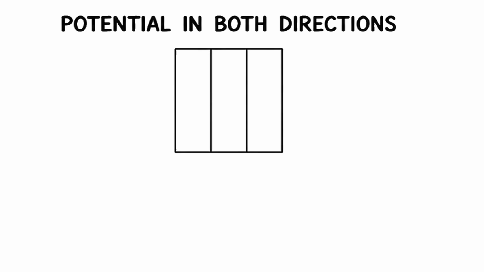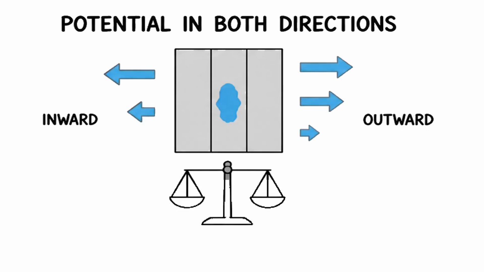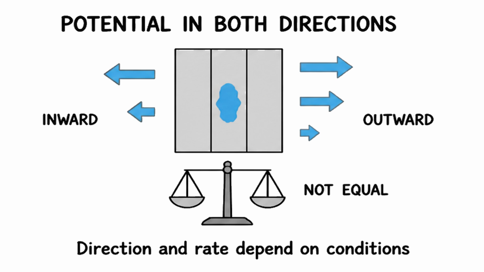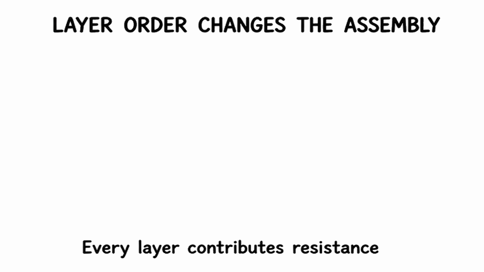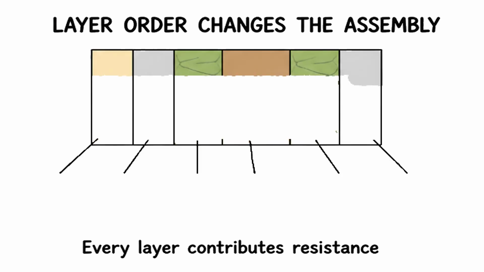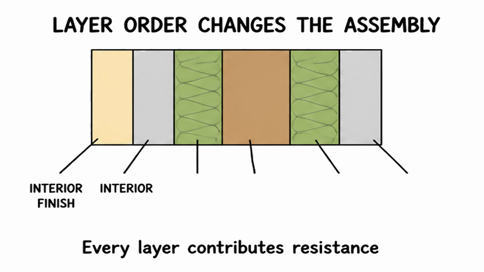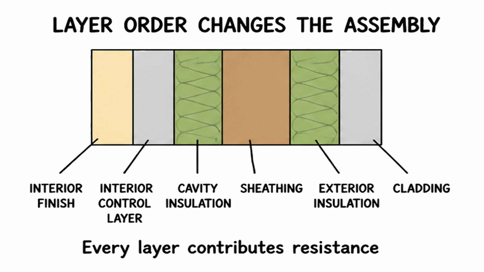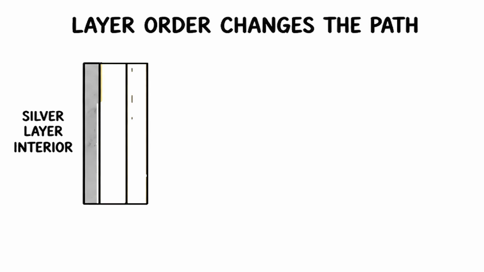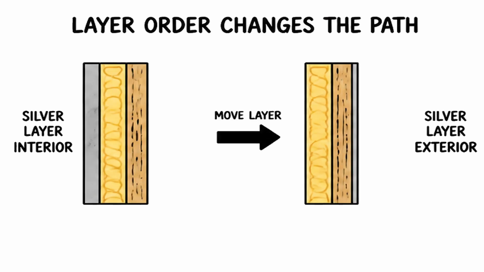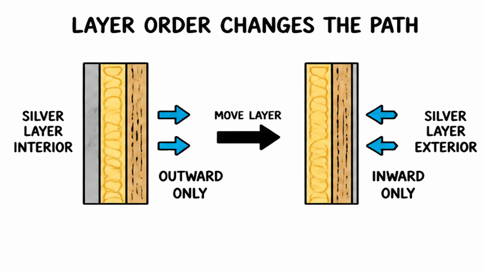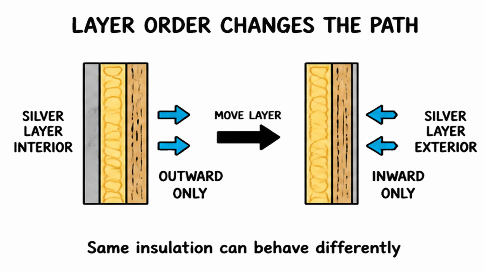Some assemblies may have potential in both directions, but the pathways may not be equal, and direction and rate depend on conditions. Every layer contributes resistance to vapor diffusion. A conceptual wall has an interior finish, an interior control layer, cavity insulation, sheathing, exterior insulation, and a cladding zone. Changing the order, type, or facing of one layer can change the available drying paths. The same insulation material can behave differently in different wall assemblies.